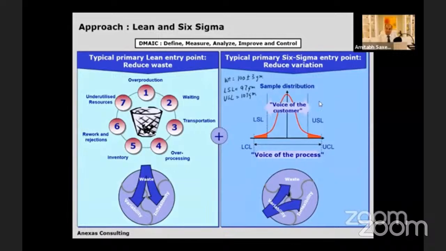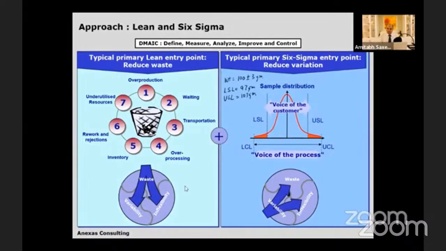Where you ask 5 questions, at every step. Can I eliminate that step? Can I simplify that step? Can I combine that step with some other step? Can I automate that step? Can I improve that? ESCAPE, E-S-C-A-P, yeah, P: can I make it parallel? So all these things, the ESCAPE technique, can also help you to improve your processes. That video also I'll be giving to you.